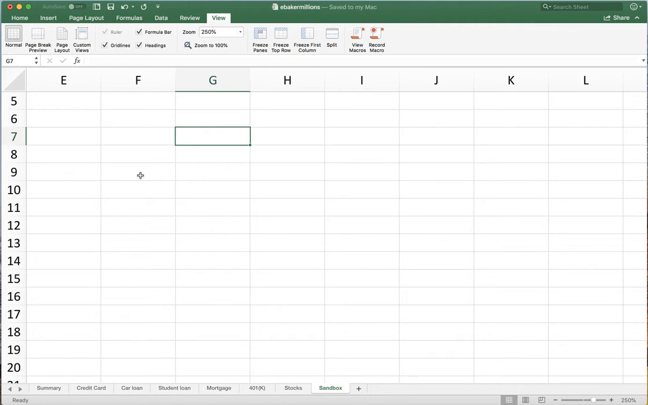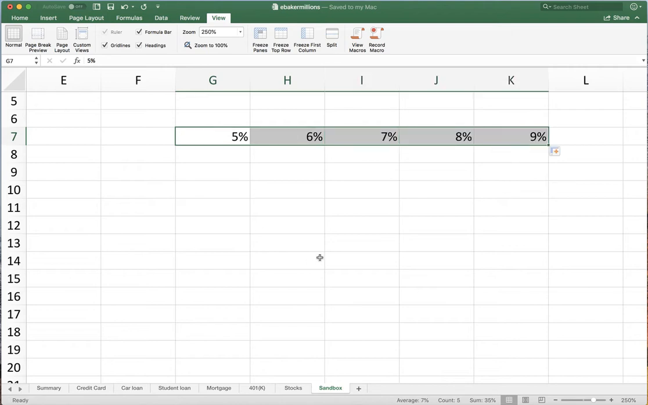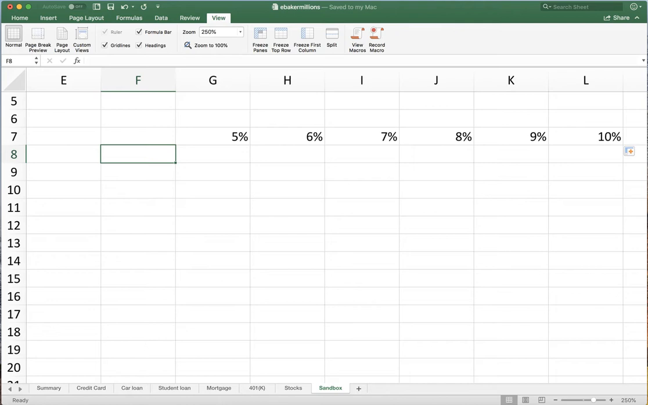Let's say I need these numbers: 5%, 6%, and let's say I need to get a calculation all the way up to 10%. I'll just fill that out. And I need to know that per year, 1 year, 2 years, all the way up to 5 years. And then, for example, here's my balance up here.